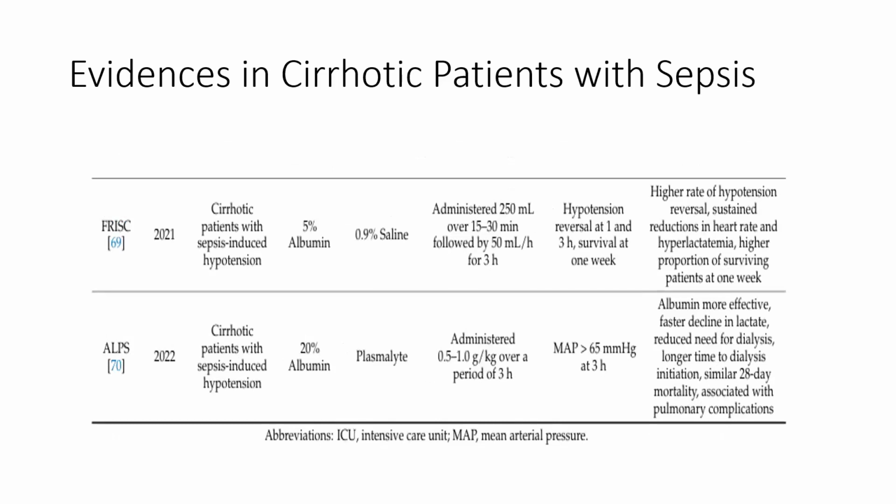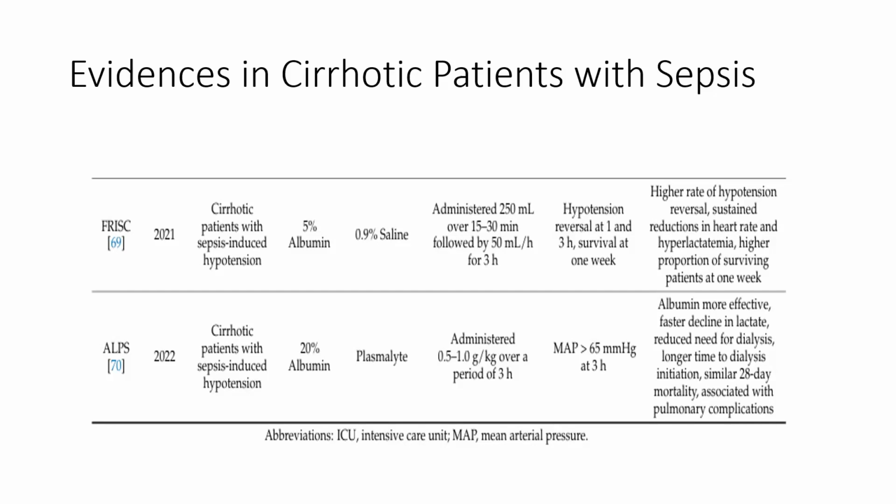There were two trials which included cirrhotic patients with sepsis. This is the FRISP trial and the ALEPS trial. The FRISP trial was published in 2021. It included cirrhotic patients with sepsis-induced hypotension, and it compared 5% albumin with 0.9% saline. The final outcome was a higher rate of hypotension reversal, sustained reduction in the heart rate, hyperlactatemia, and a higher proportion of surviving patients at 1.